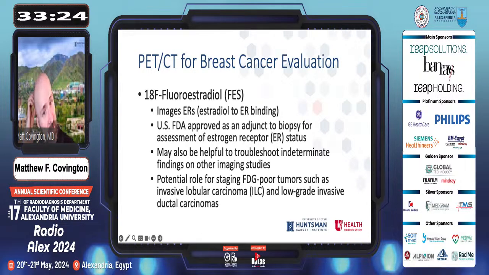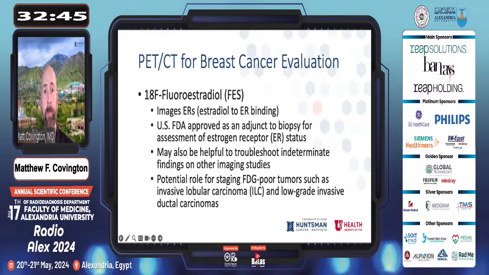It is currently FDA approved, like I said, and the approval is specifically as an adjunct, or I think of it as a companion to biopsy to assess for ER status, and it also can be very helpful to troubleshoot cases where maybe FDG is indeterminate or you see some nonspecific bone lesions or perhaps something in the brain or lung, for example. And it might not be an easy site or even a safe site to biopsy. If you see uptake on something like an FES PET scan, that would strongly support the estrogen receptor positive breast cancer is there.